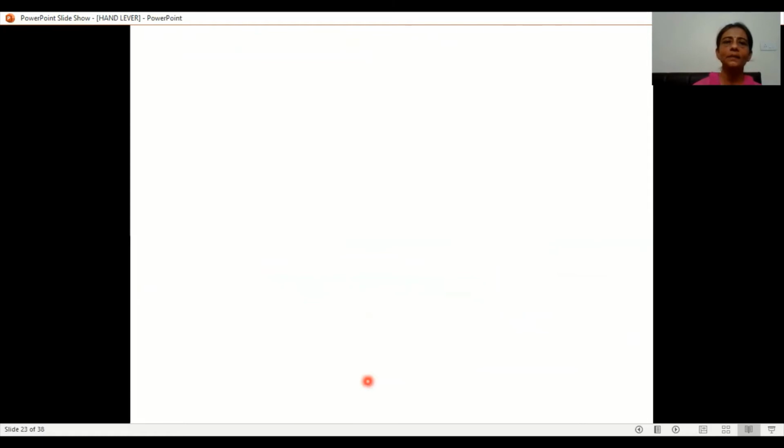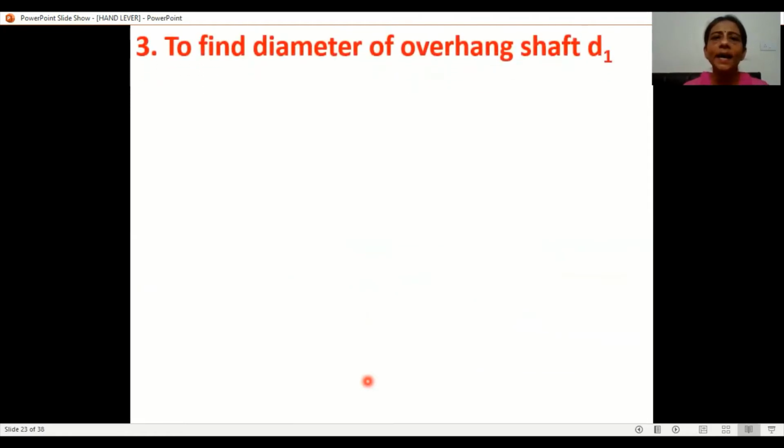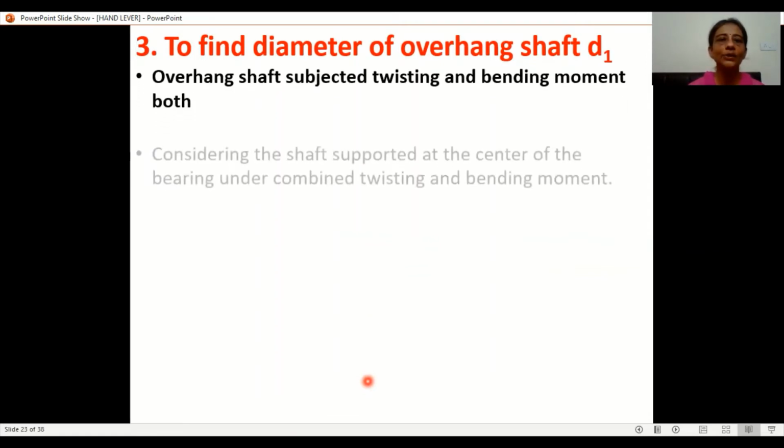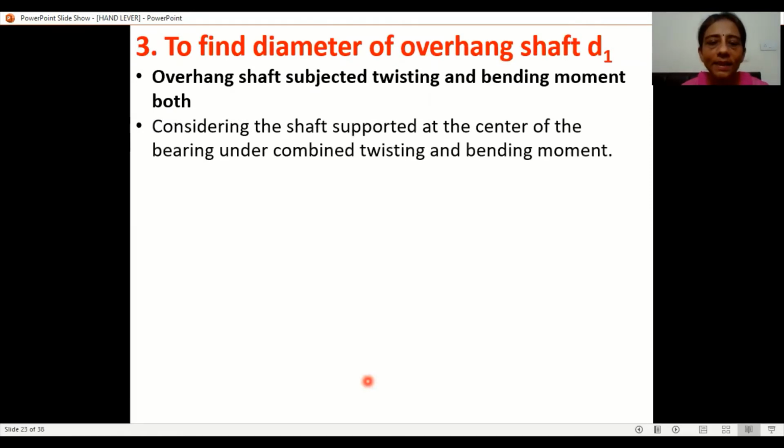Third step is to find the diameter of the overhang shaft. As I told you in previous slides, the overhang shaft is subjected to both twisting and bending moment. So our design will be based on combined twisting and bending moment. Twisting moment is equal to P into L, capital L, and bending moment will be P into overhang length.